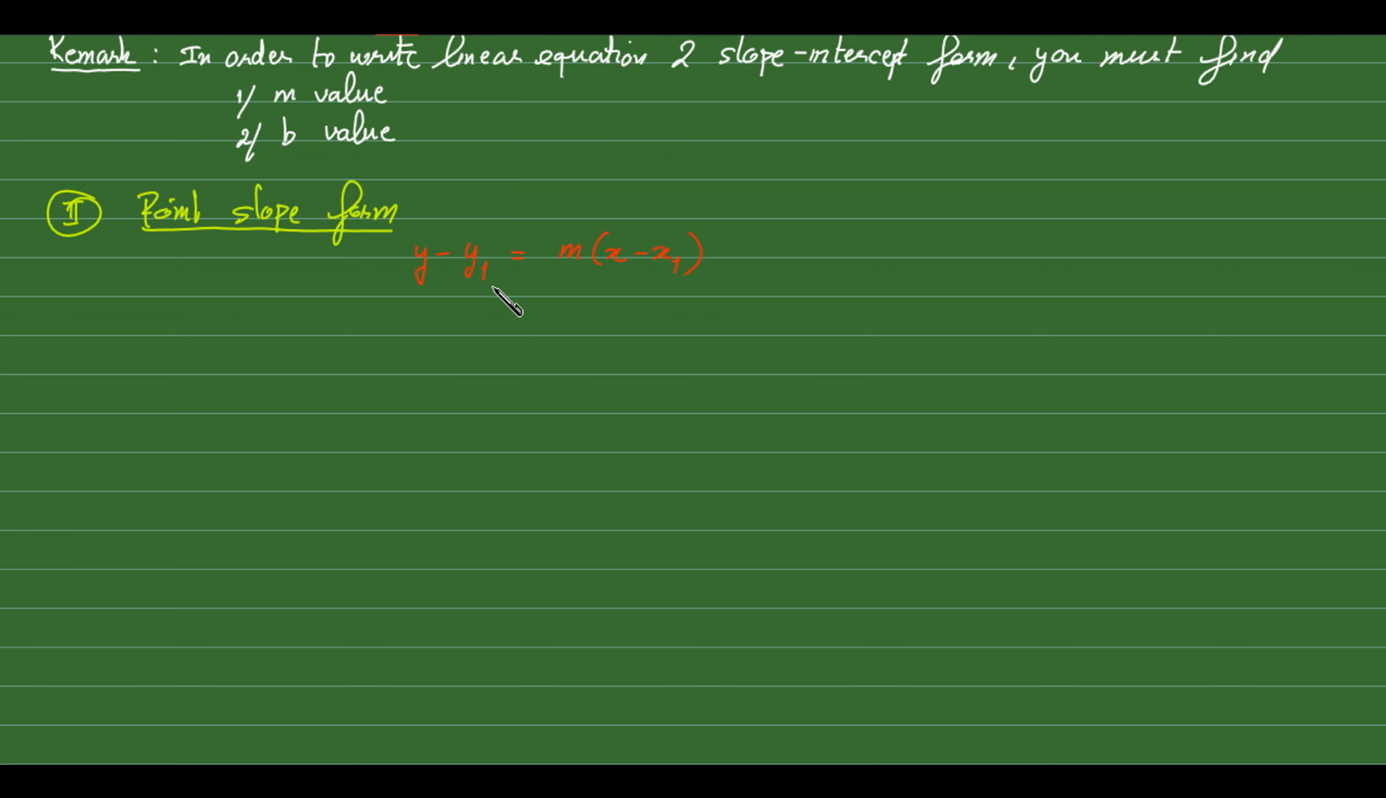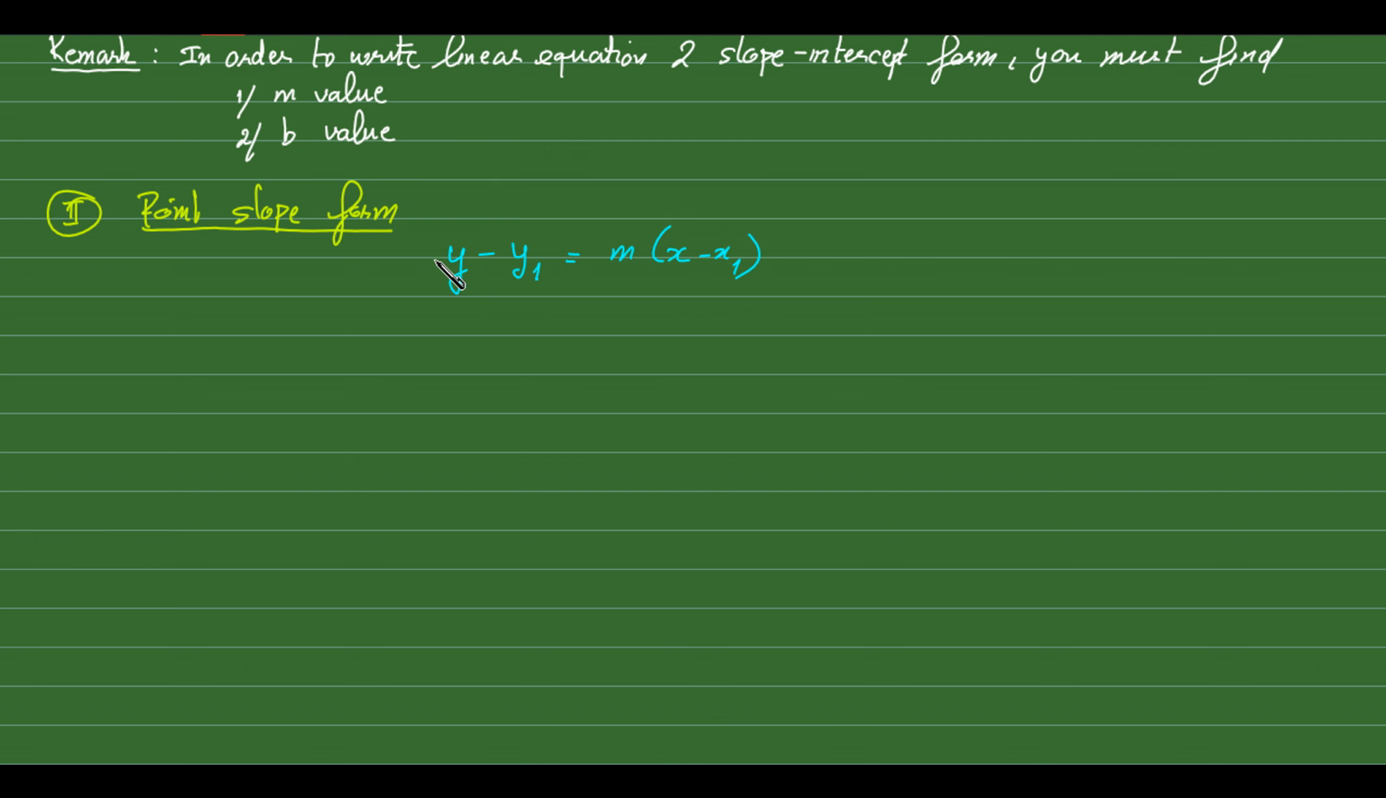Well, it looks like this color is not good. I think I'm going to change to a different color. It's very hard to see with this color. I think this one is not good either. Let me use another one. How about this one? Here you go, this one is better. y minus y1 equals m times x minus x1.